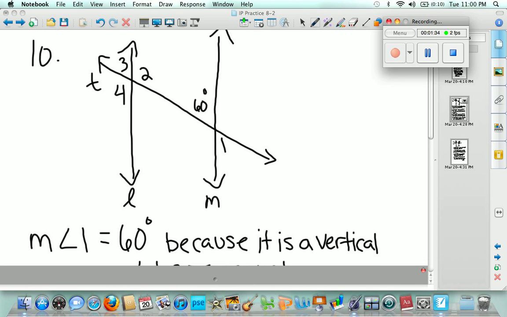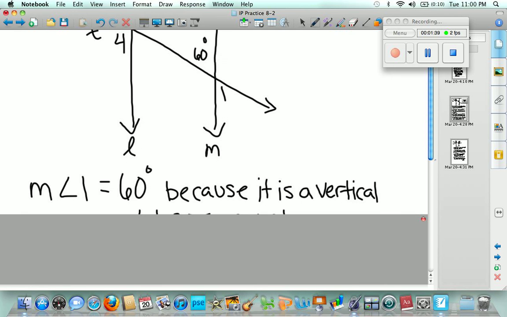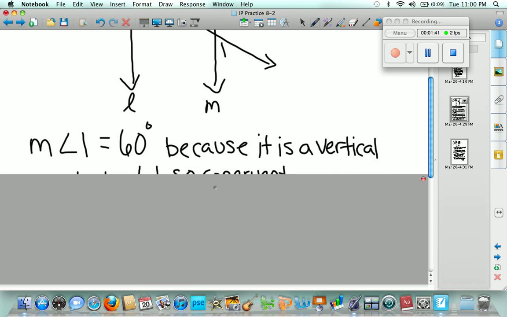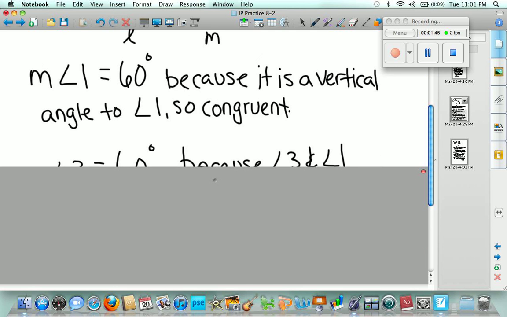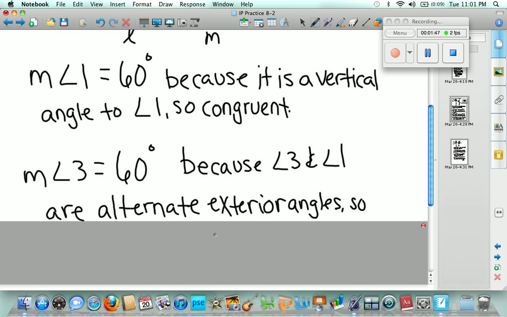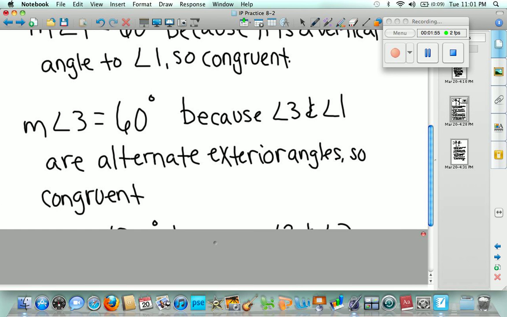In the figure above, we see that measure of angle 1 is 60 degrees because it is a vertical angle to angle 1, so they are congruent. Okay, measure of angle 3 equals 60 degrees because angle 3 and angle 1 are alternate exterior angles, so they are also congruent.